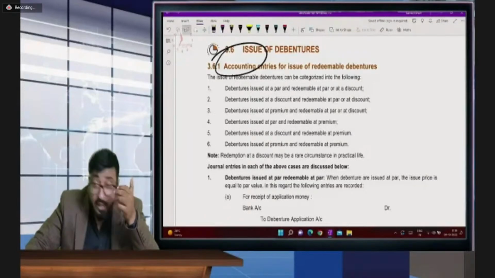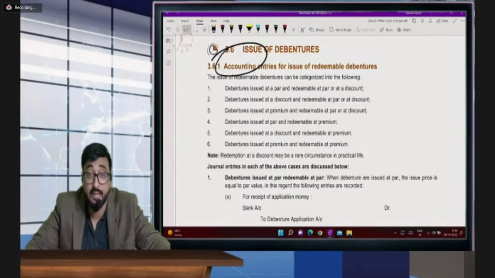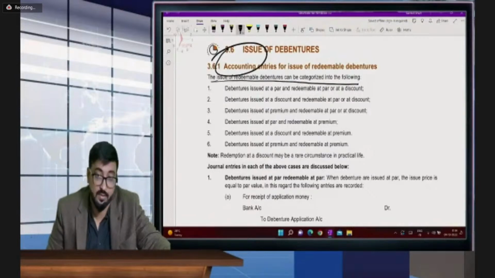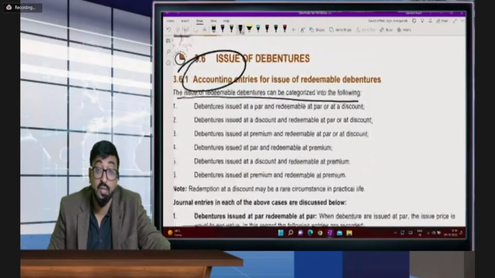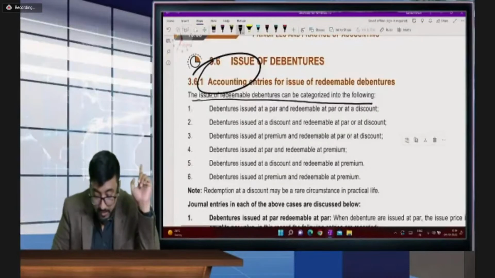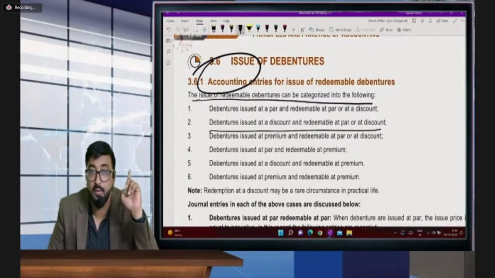Let's move ahead, understand quickly. Debentures issued at par and redeemable at par or at discount. Let's do the accounting entries. Now I am not going to tell you shortcuts. Now is the time for you to recall these entries. I am going to explain up to the second point, but after that, for points 3, 4, 5, 6, you will tell me the entries for the next six situations.